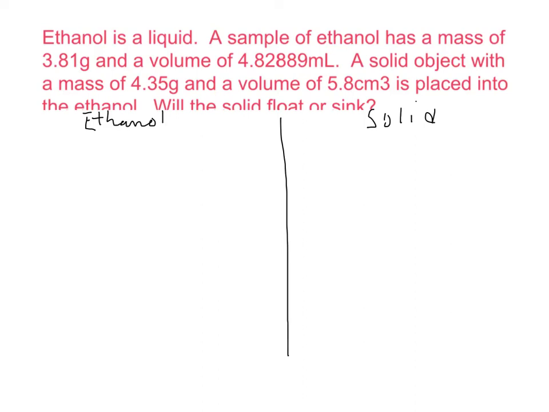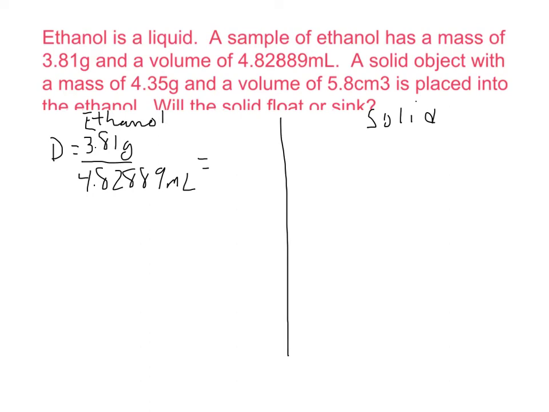Exactly. So the first thing we have to do before we can answer the question is find the density of each one. So we're going to go back to the ethanol and we're going to find its density using mass divided by volume. So it's going to be 3.81 grams divided by 4.82889 milliliters. That must be a really good volume instrument used to measure that. It's a very good volume instrument. It goes to the gazillionth place.